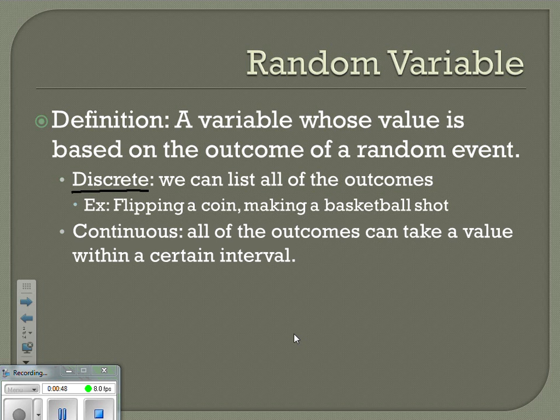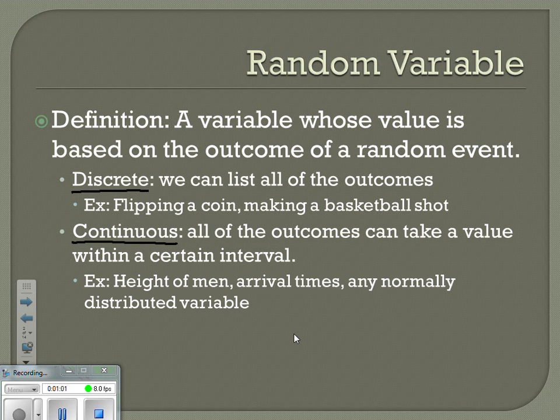And the other, if you go back and look through some of your previous information, was a continuous random variable. Now this is where the outcomes can take on an infinite number of values. One of the easiest ones to think about is height. It's not that you have to be either 6'1" or 6'2". You can be 6'1 and a half, 6'1 and a quarter. There's a wide range of values that the height could take.